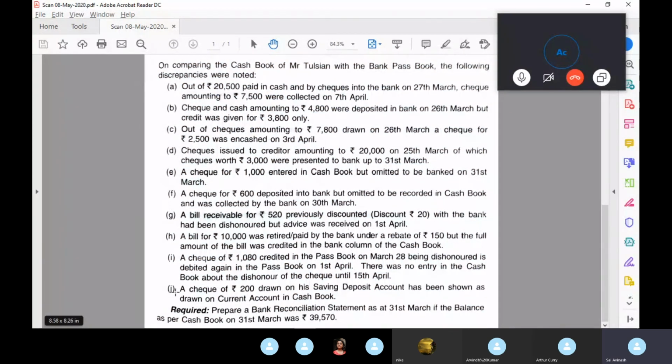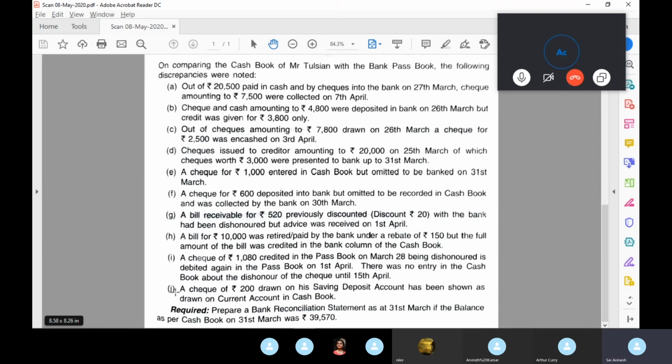A check of 200 drawn on his savings deposit account, which means he has given a check, right? Mr. Tulsian has given a check of 200, but it is accounted as if the check is given from his current account. So in this case, my savings bank account is supposed to reduce in my books, because I've given a check from my savings bank. However, my current account is reduced. That's a mistake.